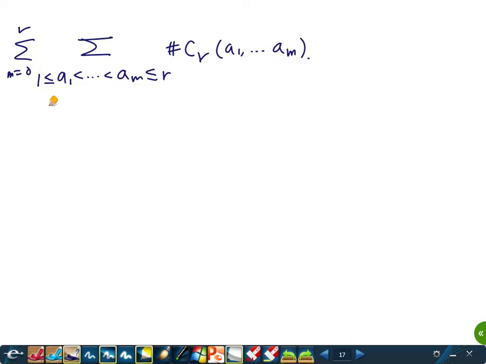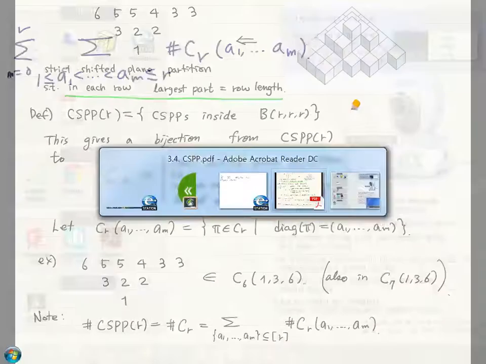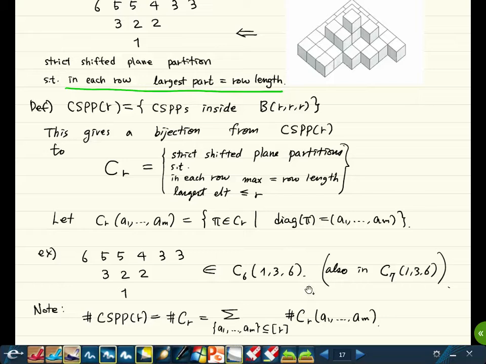And M equals 0 means we have nothing, no diagonal entry. That means we have the empty partition. So we have count 1 for the M equals 0 case. Okay? So let's see this again. Yeah, that's what this means. So actually, it's quite simple. We just divide this into plane partitions with given diagonal entries. Any more questions? Is this clear?